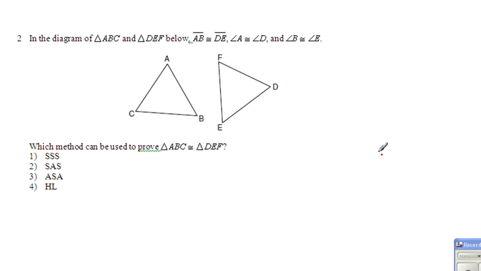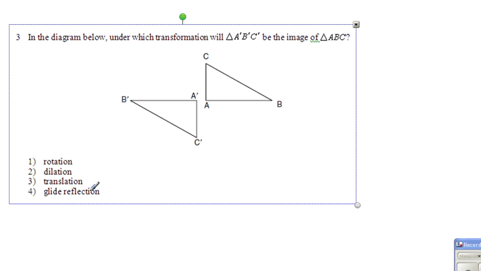So here we have AB is congruent to DE, and angle A is congruent to angle D. Now angle B is congruent to angle E. Notice that these are angle, side, angle, in the order angle side angle. So therefore our answer will be choice 3. That becomes our answer. Let us move on.